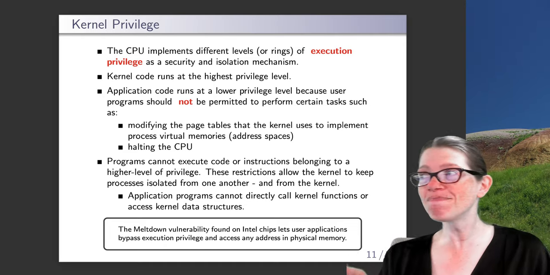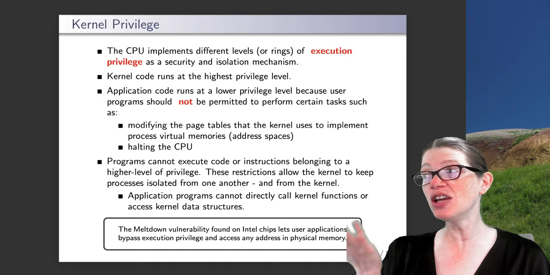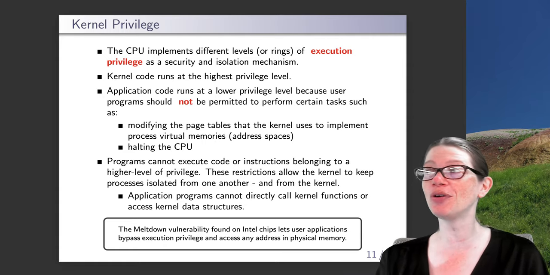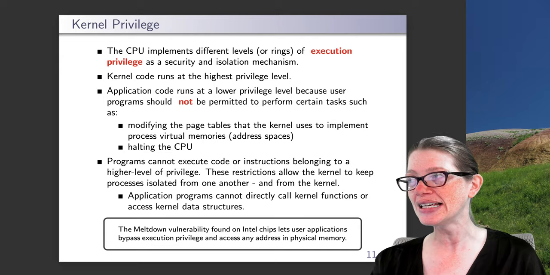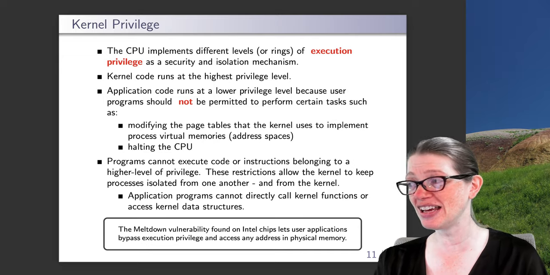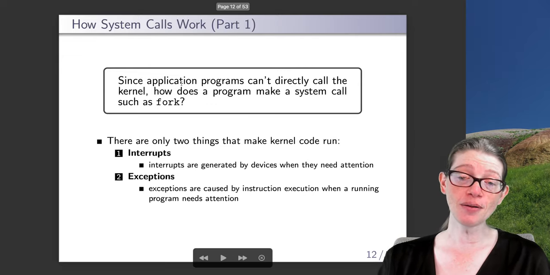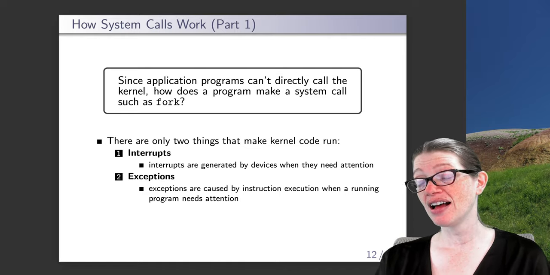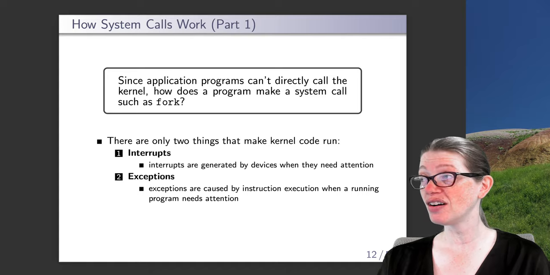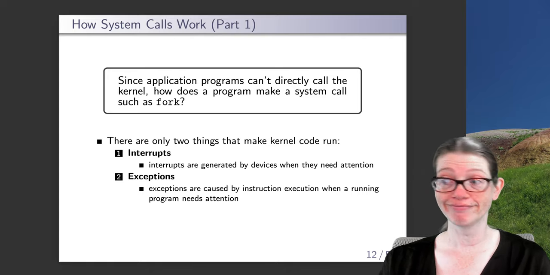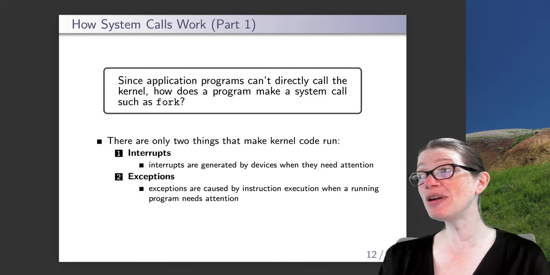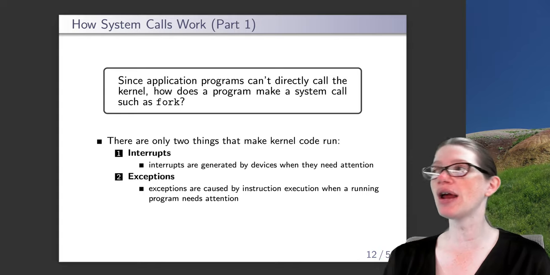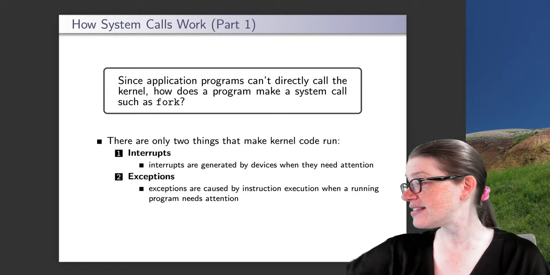If we can't call the kernel directly, because the kernel's functions to open, read, and write a file live in kernel memory and we're in unprivileged mode and therefore can't access that memory, then how do we ask the kernel to do anything? Well, as it turns out, there is a way to make kernel code run. You either fire an interrupt or an exception. Now, interrupts aren't going to be easy for you to do, because interrupts are specifically signals that are generated by your hardware.